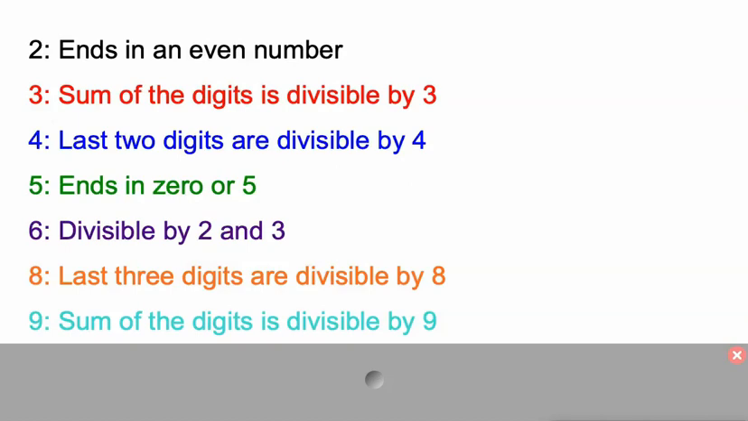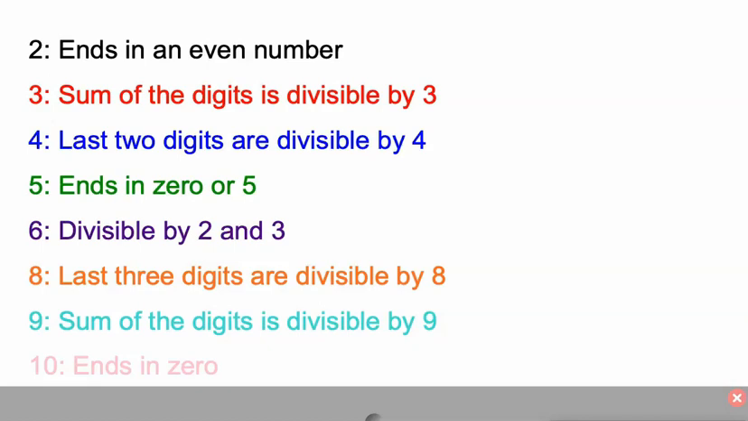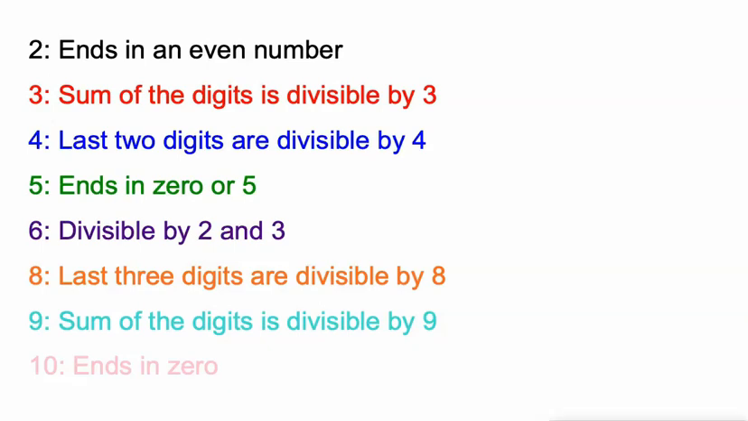A number will be divisible by 9 if the sum of the digits is divisible by 9, kind of like the sum of the digits being divisible by 3 rule. And a number is divisible by 10 if it ends in 0. So there's all the divisibility rules we're going to use. Notice there is not one for 7. A calculator maybe would help you with that one.